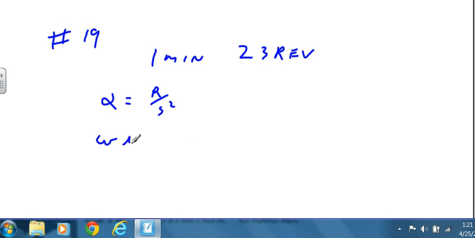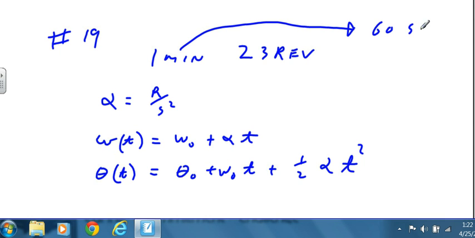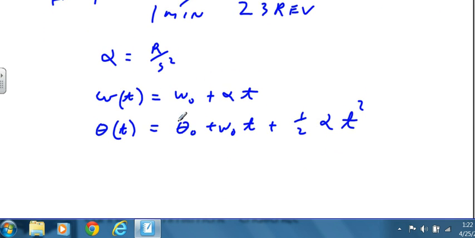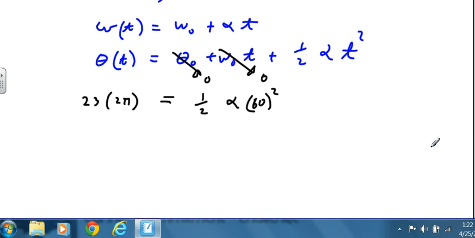Okay, and angular velocity is equal to initial velocity plus angular acceleration times t, and my position is equal to initial position plus initial velocity t plus 1/2 angular acceleration t squared. Now, 1 minute implies 60 seconds. My initial position is 0, my initial velocity is 0, so 23 times 2 pi gives me the number of radians, equal to 1/2 alpha 60 squared. Okay, I got one equation, one unknown. Alpha is equal to 2 times 23 times 2 pi divided by 60 squared.